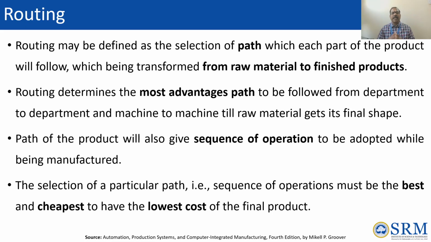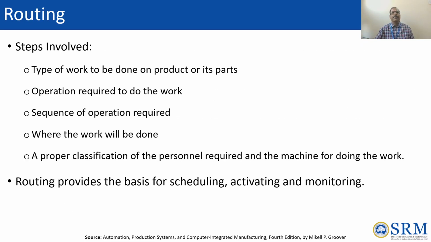So routing helps us to determine the path. That path needs to be the most advantageous, and it will give the sequence of operations with the best, cheapest and lowest cost for the final product. It also follows department to department, machine to machine. So what are the steps involved in routing?